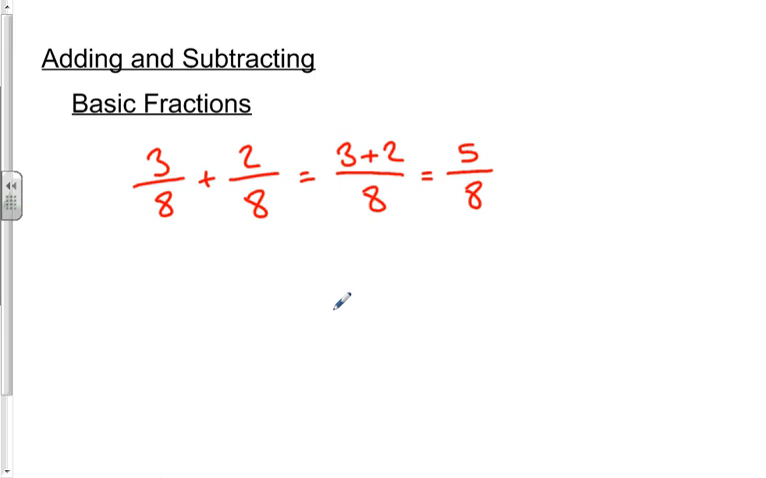Explaining it makes it look a bit more complicated. Really, this makes a lot more sense if you think of it in pizzas. I cut my pizza into 8 slices. I ate 3, then I ate another 2, so I have eaten 5 of the 8 slices. Now this also works with subtraction. Let's have our 5/8, and I'm going to take away 4/8. I'm going to be left with 1/8. I started with 5 slices of pizza and somebody took 4 of them. I've got 1 left.